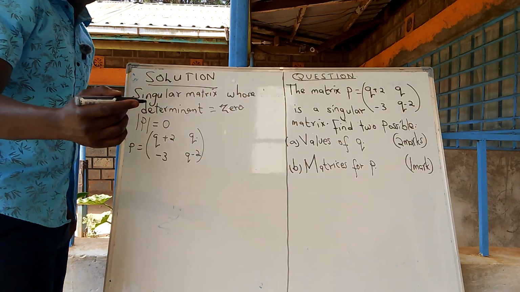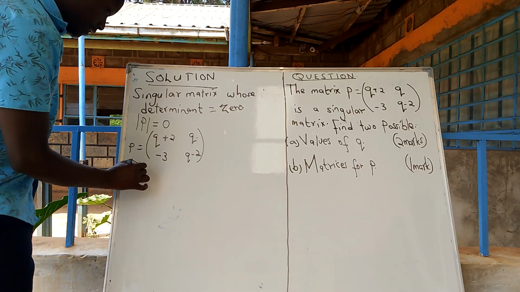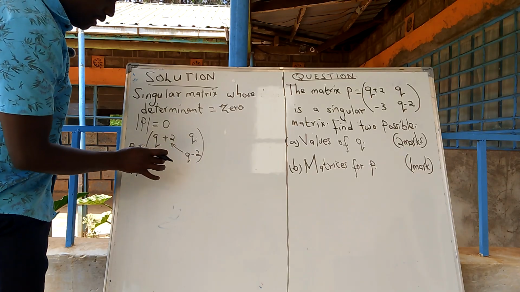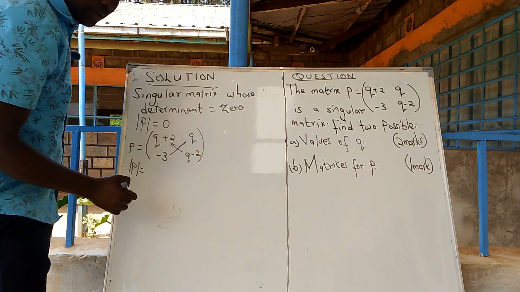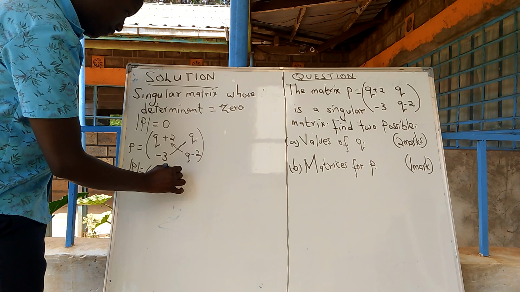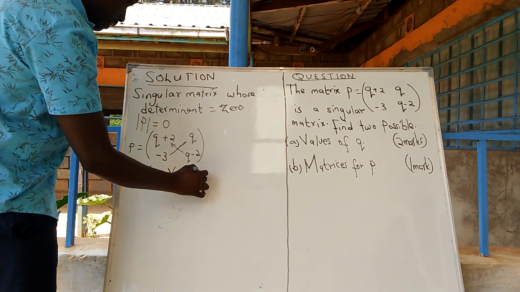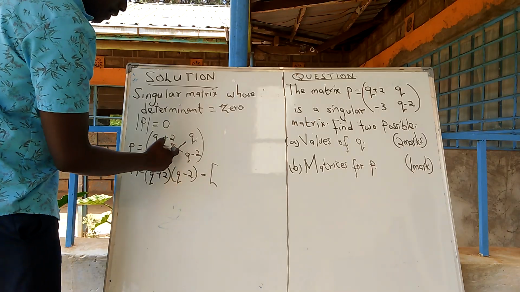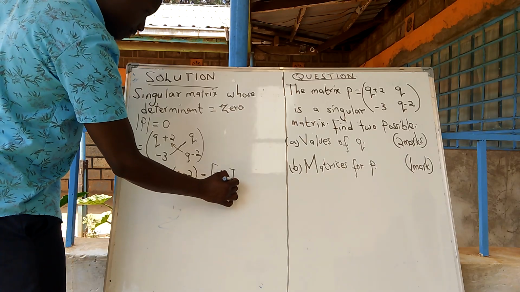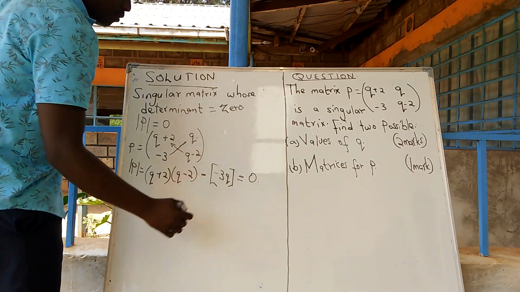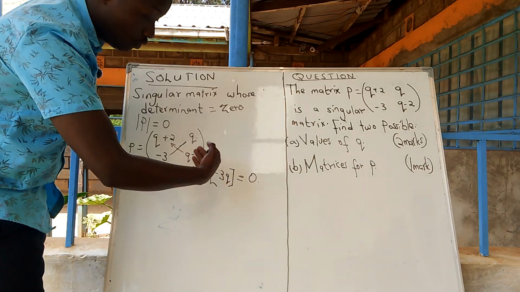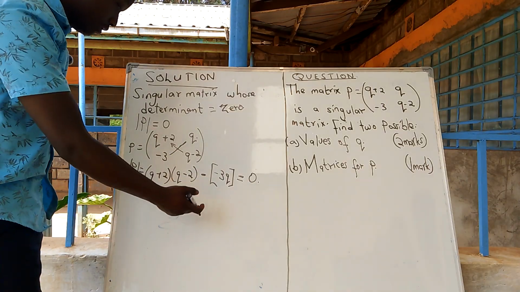So how do we find the determinant? Determinant is equals to the product of the leading diagonal. Huwa tuna multiply this and this, then tuna subtract the second diagonal. Sawa sawa? So it should be Q plus 2, Q minus 2, then we subtract the second diagonal, which is Q times negative 3, is negative 3Q. That should give us 0. That should be equal to 0. Hivyo tu product of the leading diagonal minus the second diagonal tunapata 0. Na si 0 sufuri 0.